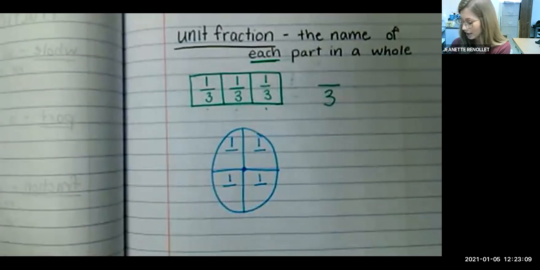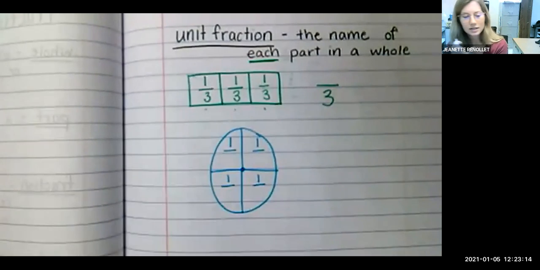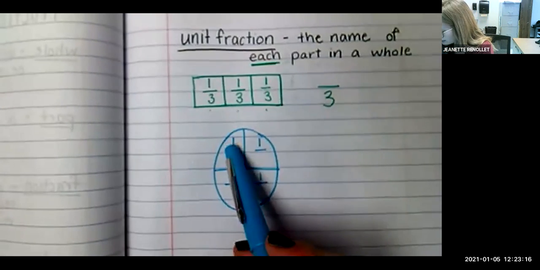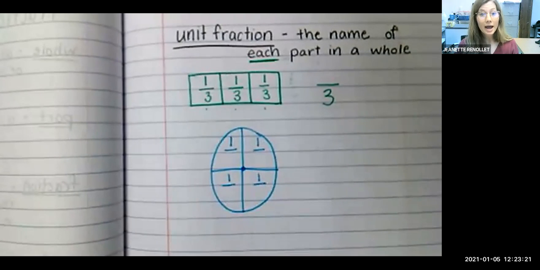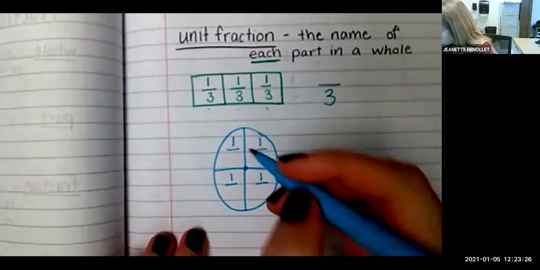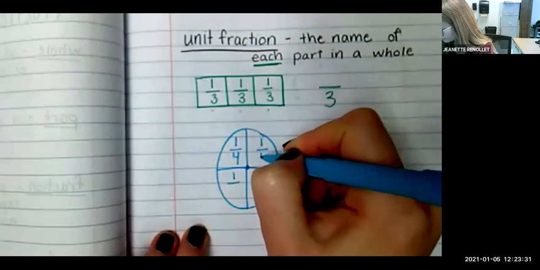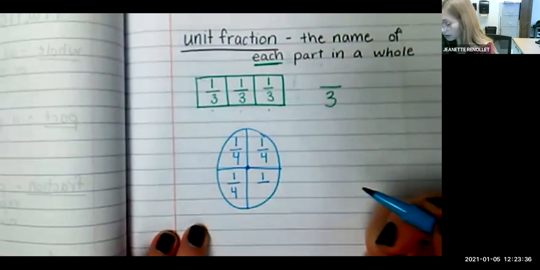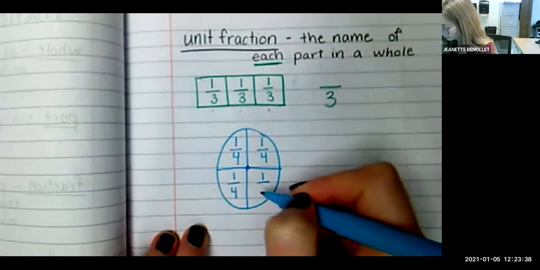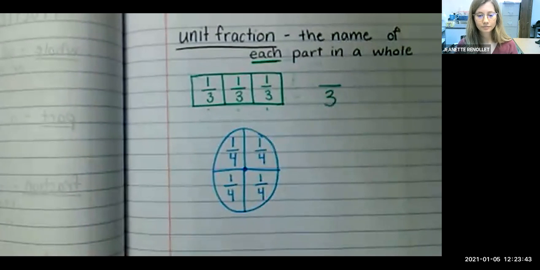My first model had 3 equal parts. This model, I need to count them. 1, 2, 3, 4 equal parts. That means my denominator needs to be 4. So the name of each part is 1/4.